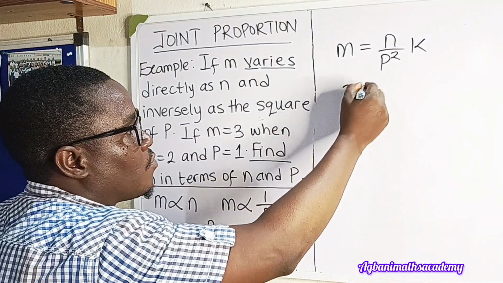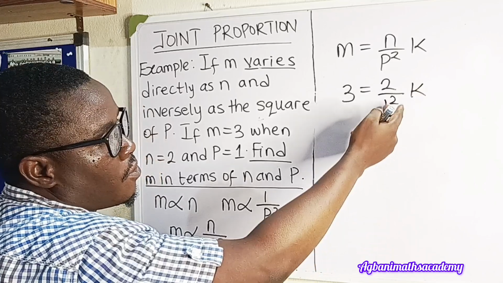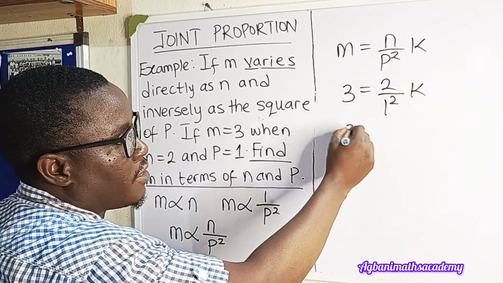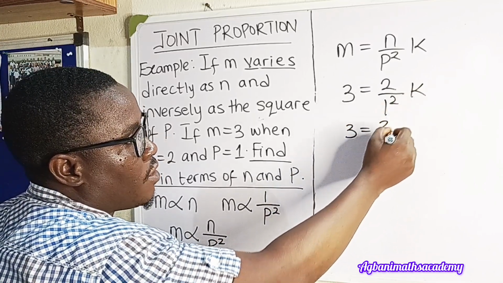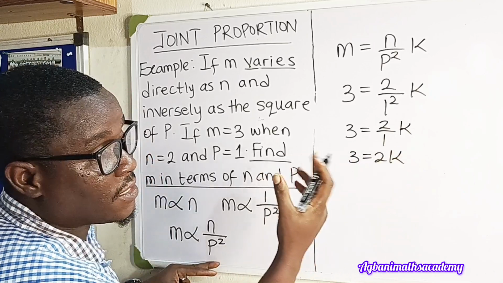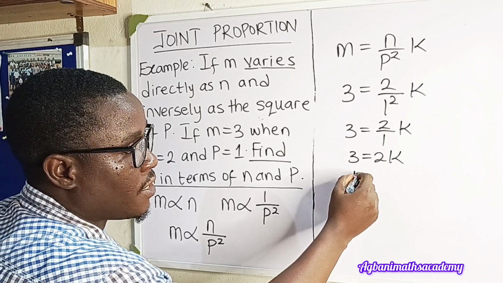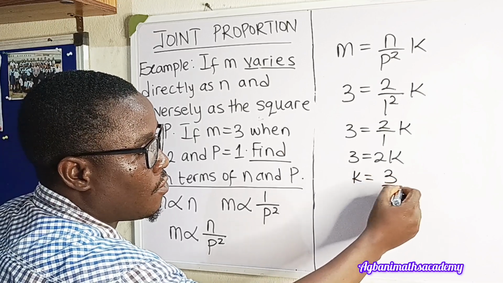So 3 is equal to 2 all over 1 squared times k. 1 squared is the same thing as 1. So 3 is equal to 2 all over 1. 3 is equal to 2k. That means k is equal to 3 over 2, right? Because we divide both sides by 2. So k is equal to 3 all over 2.